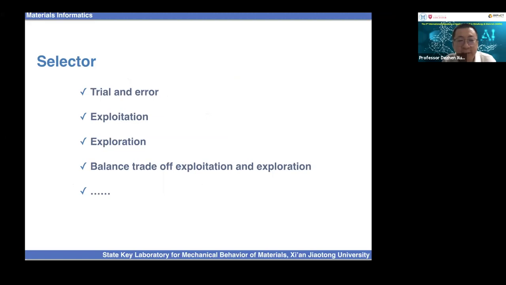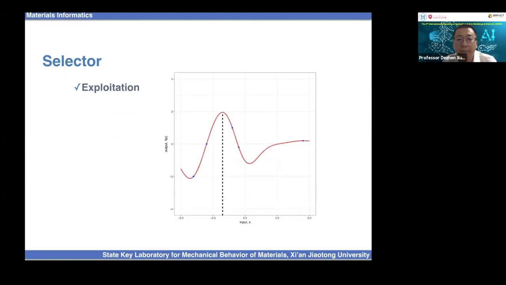So that's the selector. What the selector does is help us decide which experiment to do. There are many different kinds of selectors. Usually they can be divided into four categories. The first one is trial and error, which is we do it randomly. The second one is exploitation, and the third one is exploration. And the last one is the balanced trade-off between the two. Okay, let me explain it one by one.